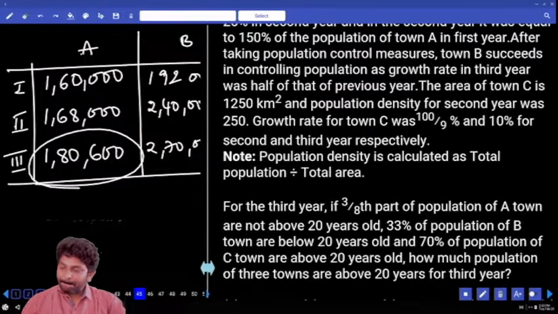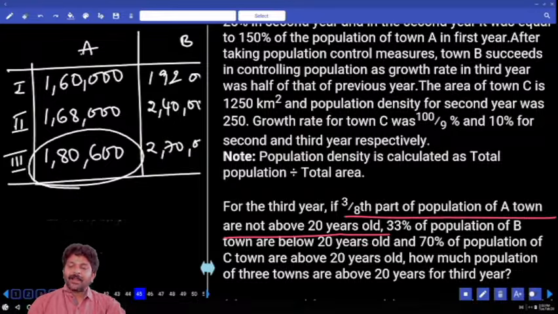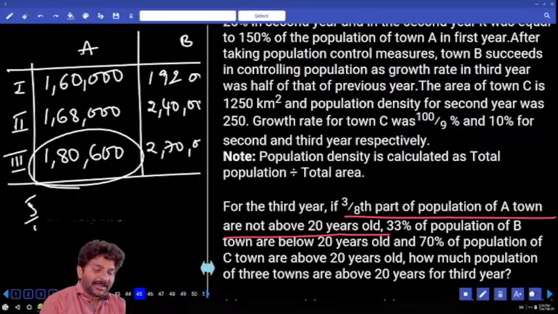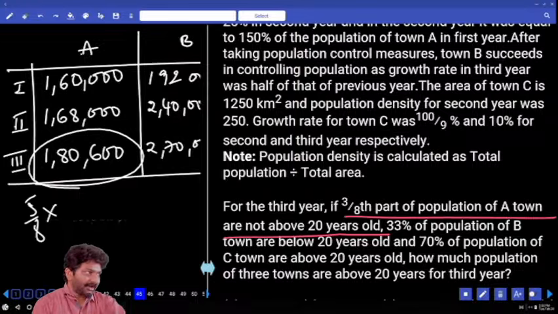On A, 3/8 of the population of town A are not above 20 years. That means below 20 years are 3/8. Then what are above 20 years of it? 5/8. So we need to calculate 5/8 of this number. Need to get that one.